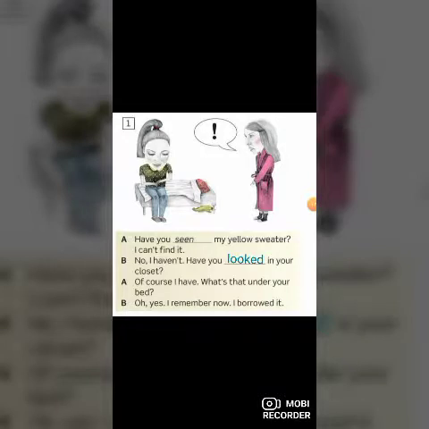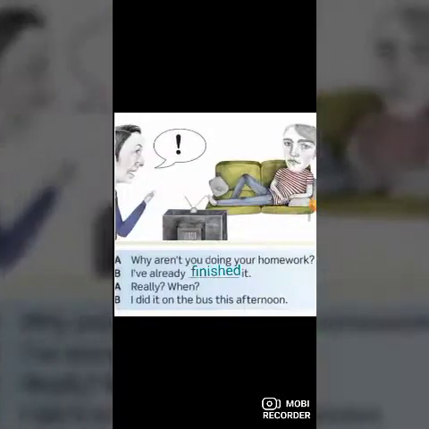Okay, have you seen my yellow sweater? هنا ده كله present perfect. Have you looked in your closet? Because there is no specific time. And the last one, I remember now. I borrowed it. It's past simple. ليه past simple؟ عشان أنا عارفة أنا استلفته إمتى. و it's a completed action. يعني هو خلاص هي استلفته والحدث خلاص it's finished and completed. وانتهى خلاص. Have you seen and have you looked? It's still unfinished action. دي حاجة لسه مستمرة فما أقدرش استخدمها في past simple.